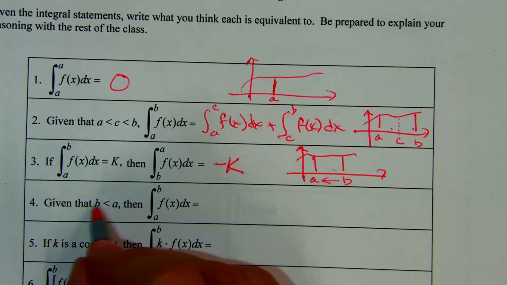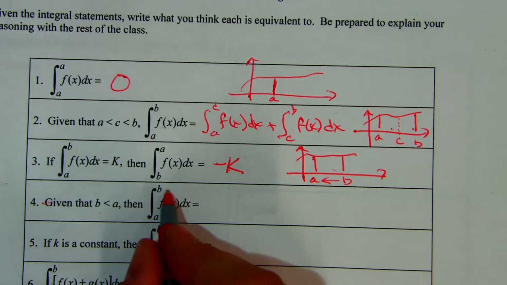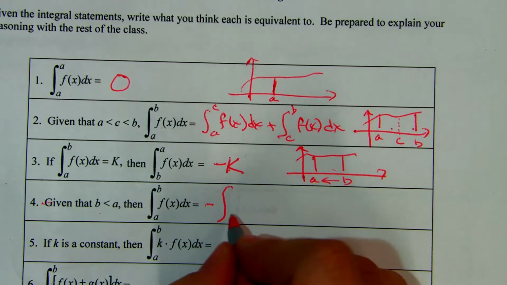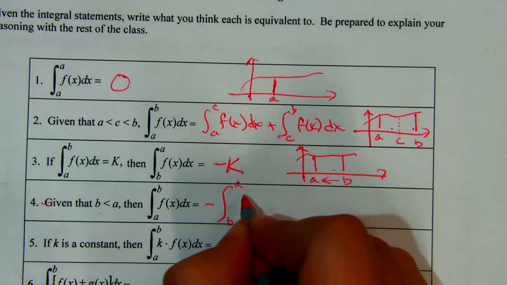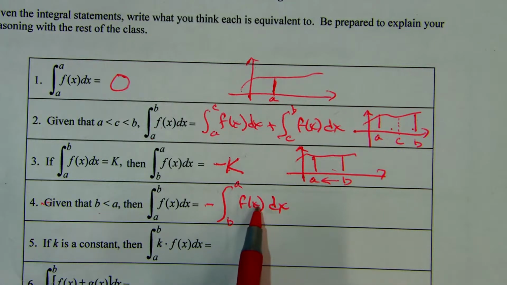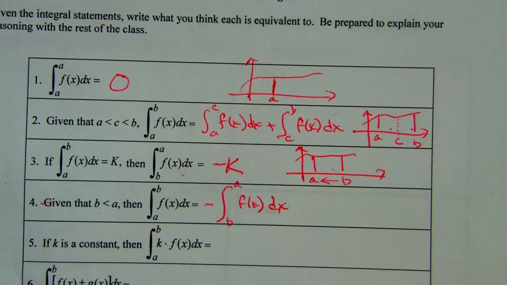Same thing here. If b is less than a, it doesn't actually matter that b is less than a, but the integral from a to b is always equal to negative the integral from b to a of f of x dx. And this rule 4 here is really saying the same thing as rule 3.